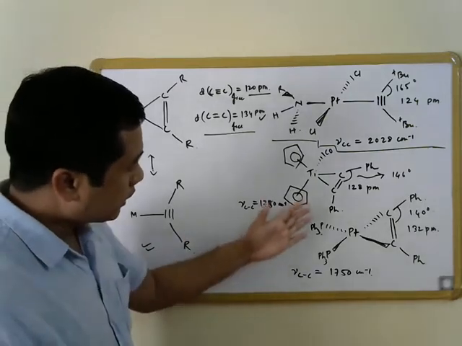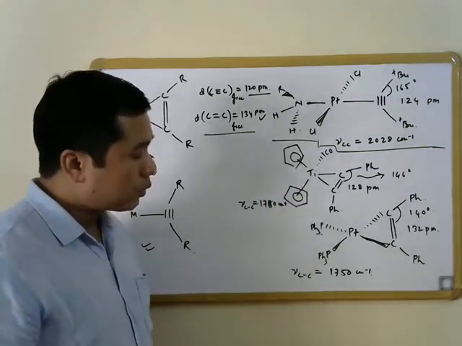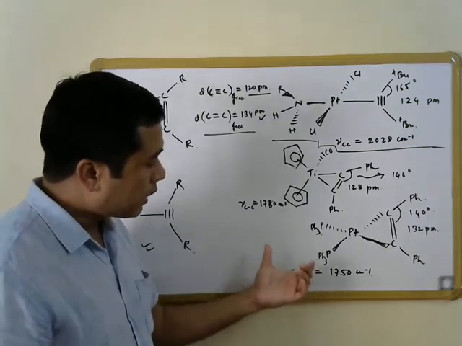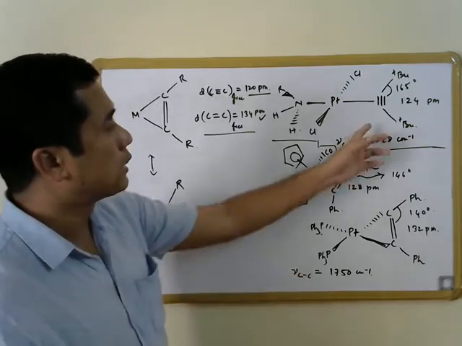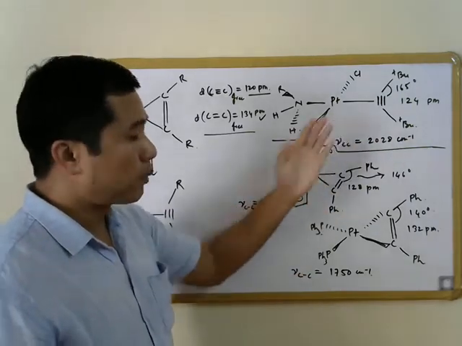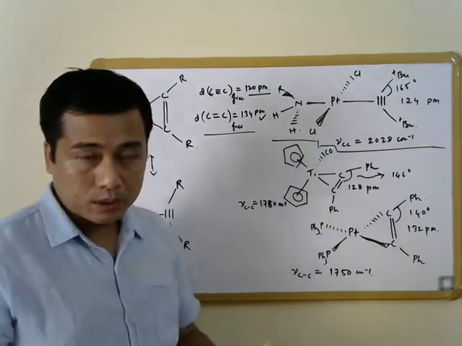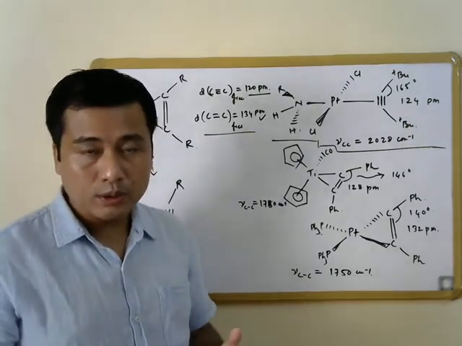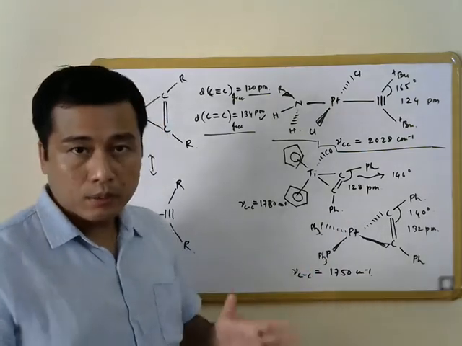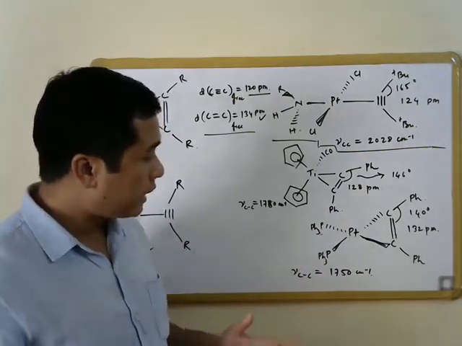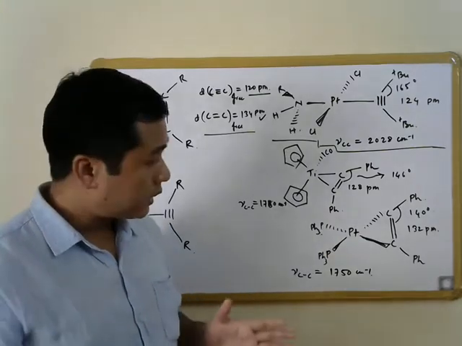So again, this decrease in the CC stretching vibration is also considerably large in the case of this platinum complex here, as compared to what we see in the case of this platinum complex over here, as the CC bond order has now decreased from 3 in the case of the free acetylene ligand.